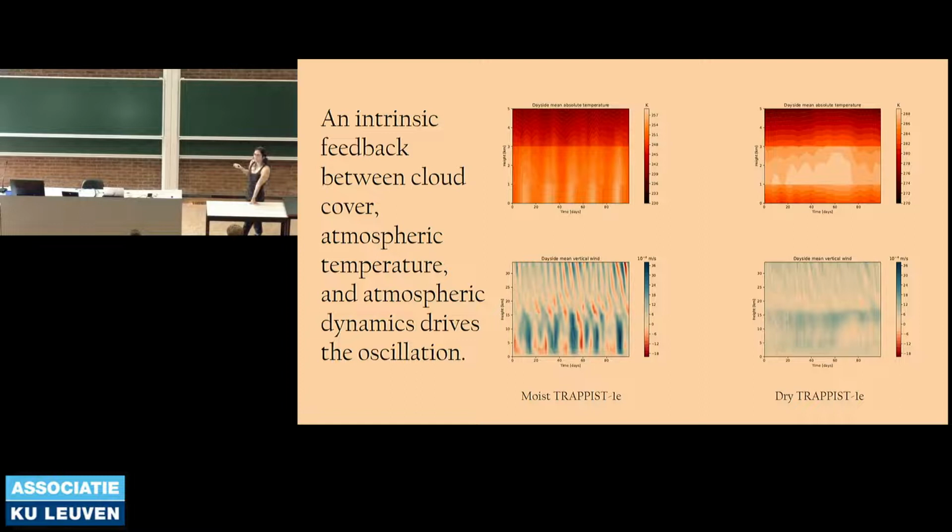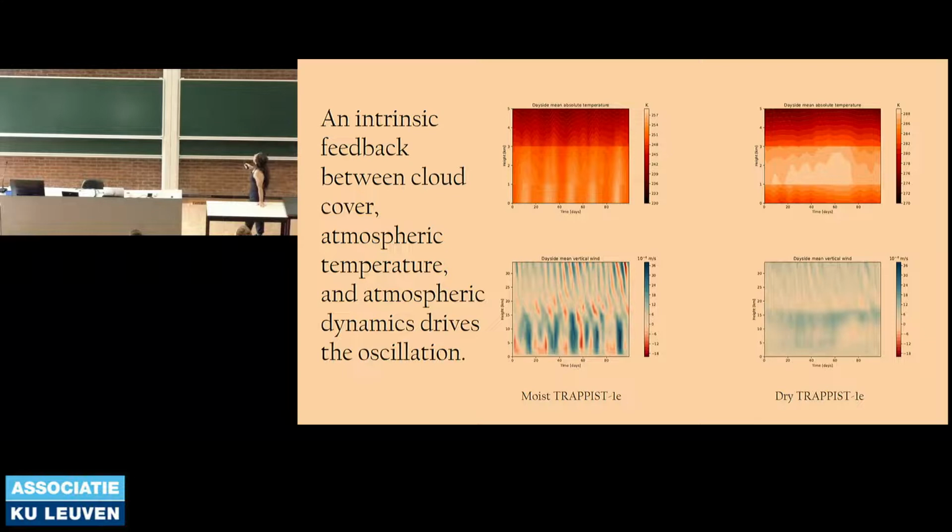And why is that happening? So we've now pushed back our y to earlier on in the chain of logic. And we think the reason is that there's a kind of intrinsic feedback between the cloud cover in the simulation and the atmospheric temperature and the atmospheric dynamics, so the big Rossby wave.